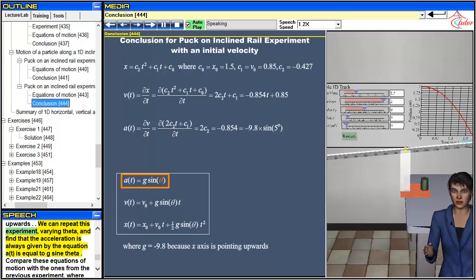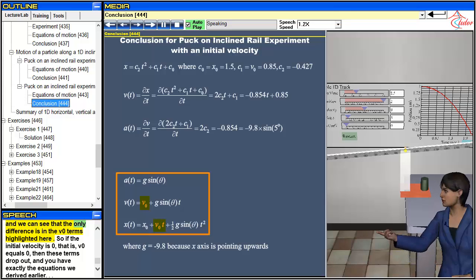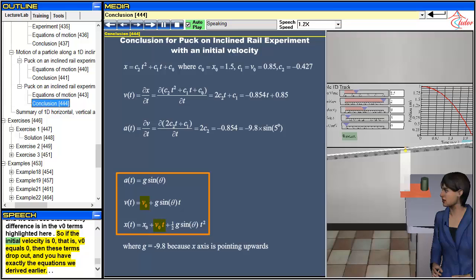We can repeat this experiment, varying theta, and find that the acceleration is always given by the equation a of t is equal to g sine theta. Compare these equations of motion with the ones from the previous experiment, where there was no initial velocity. We can see that the only difference is in the v0 terms highlighted here. So if the initial velocity is 0, that is, v0 equals 0, then these terms drop out, and you have exactly the equations we derived earlier.